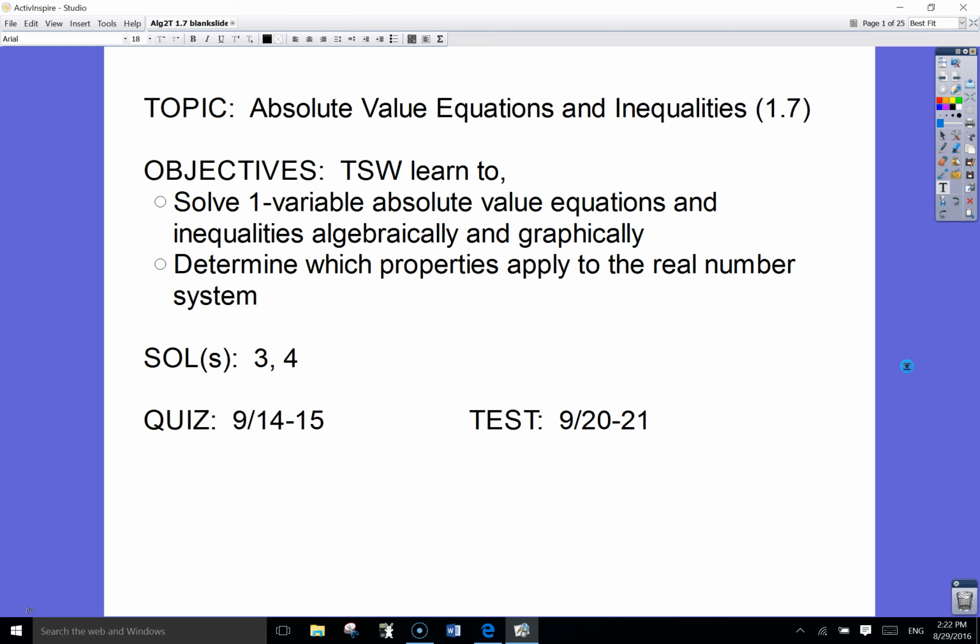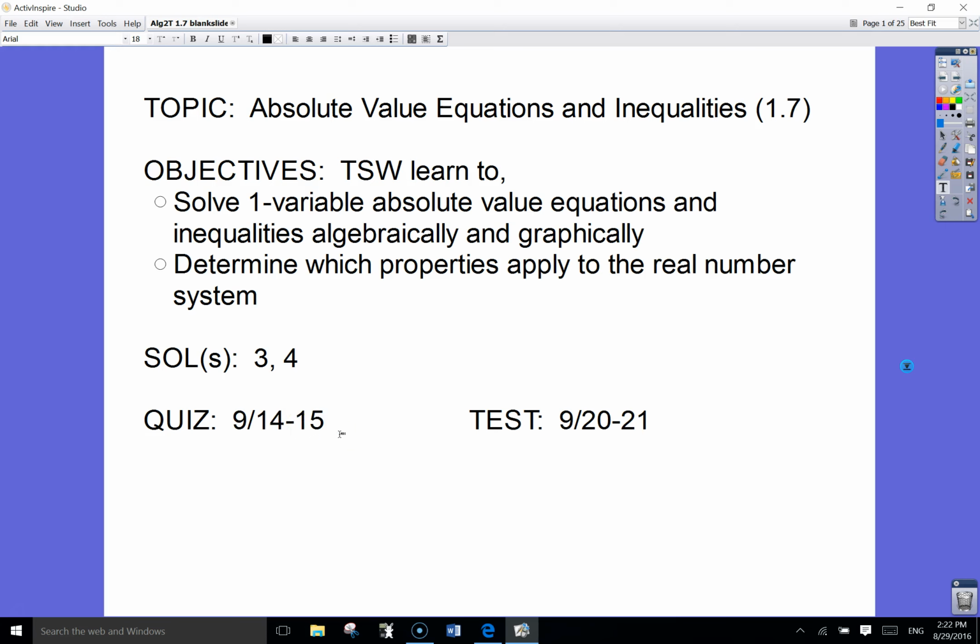Normally I'll start with a slide like this that'll tell you the topic, the section in the book that it comes from, the objectives that are mostly taken from the SOLs, the SOL numbers, if you cared, and when I think that we'll have quizzes or tests. And there's 2 dates given because I have classes on A day and B day.